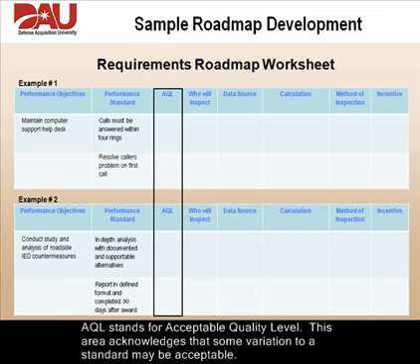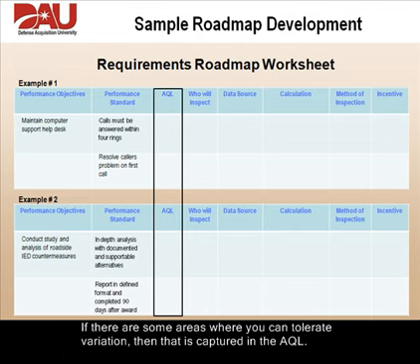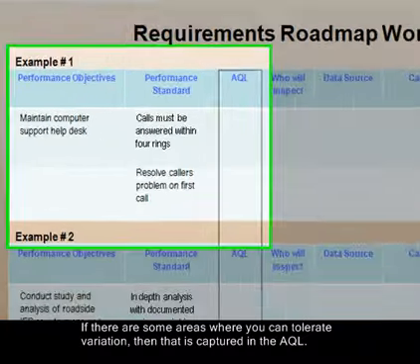AQL stands for Acceptable Quality Level. This area acknowledges that some variation to a standard may be acceptable. Contractors are expected to meet a performance standard, but 100% compliance can be expensive and hard to inspect. If there are some areas where you can tolerate variation, then that is captured in the AQL.